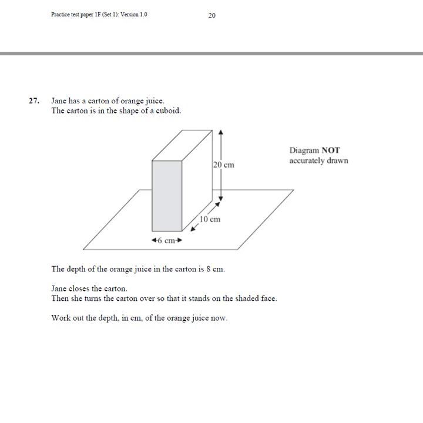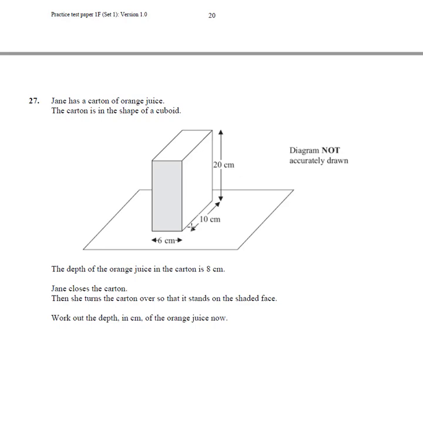Now, if that cuboid was full of orange juice, the volume would be 6 times 10 times 20. But it's not. It's only 8. If I was you, it would help you picture what's happening. I draw a line like this. Okay? So the orange juice that's inside that carton is in a smaller cuboid.